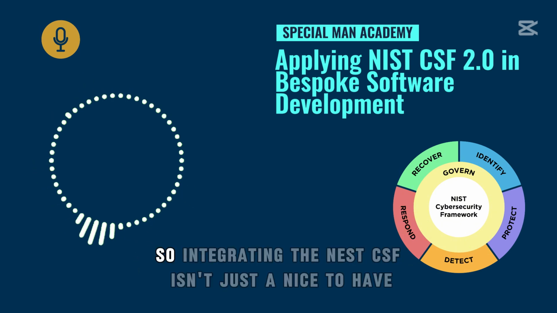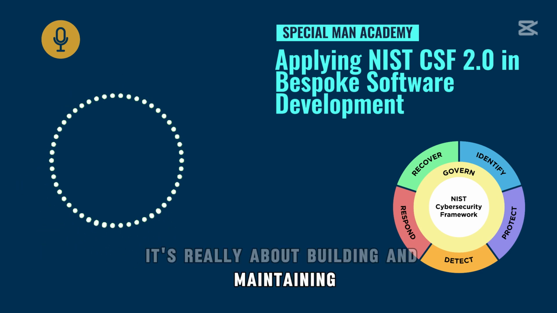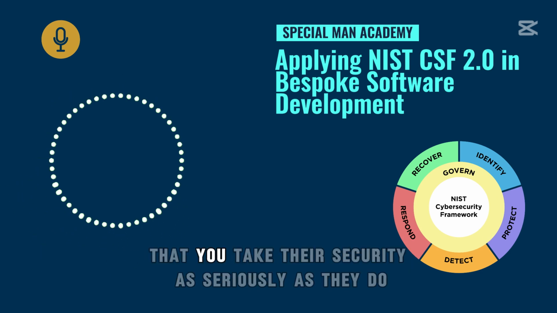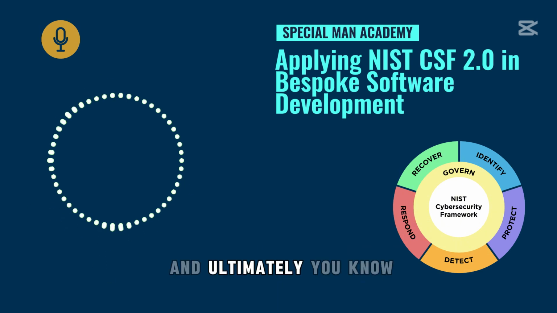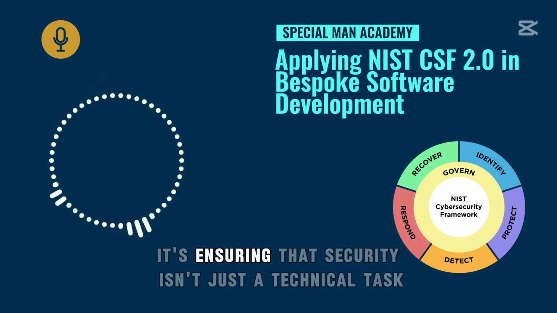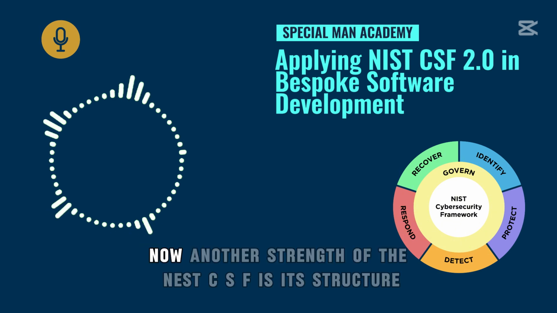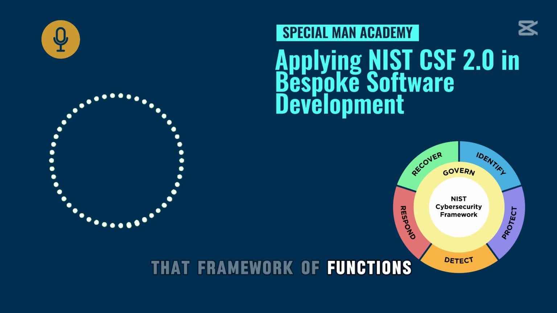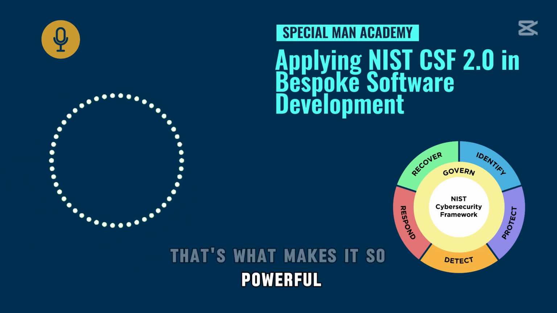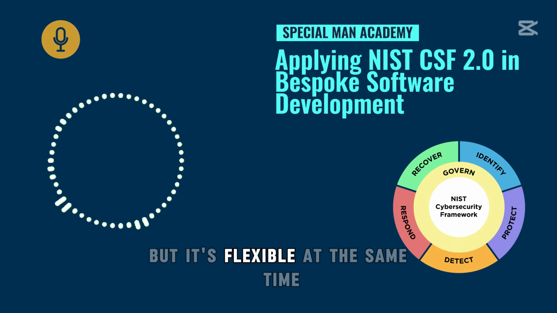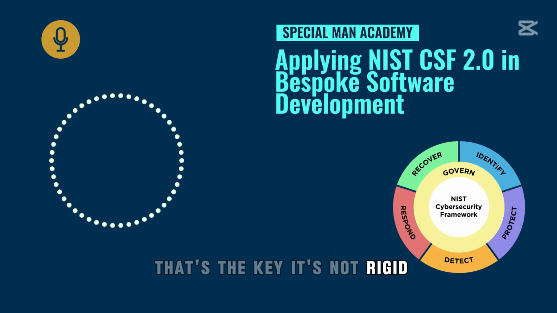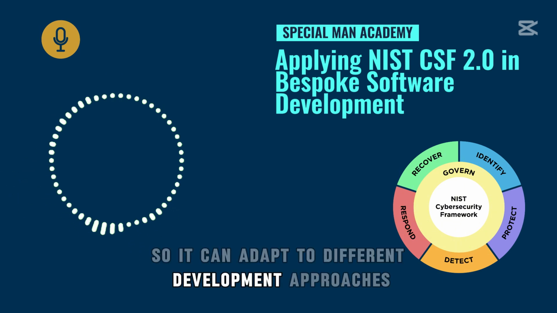So integrating the NIST CSF isn't just a nice to have, it's really about building and maintaining trust with your clients. It's demonstrating that you take their security as seriously as they do. And ultimately, that Govern function we talked about ensures that security isn't just a technical task, it's a core business value, baked right into the way you do business. Now, another strength of the NIST CSF is its structure, that framework of functions, categories, and subcategories. That's what makes it so powerful. It provides that structure, but it's flexible at the same time. That's the key. It's not rigid, so it can adapt to different development approaches.